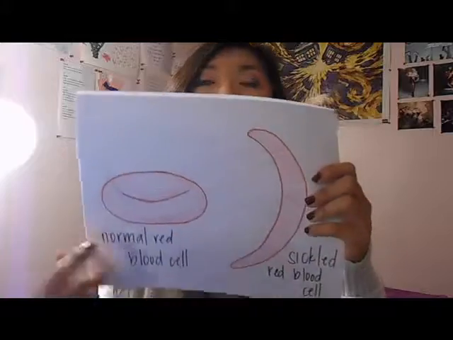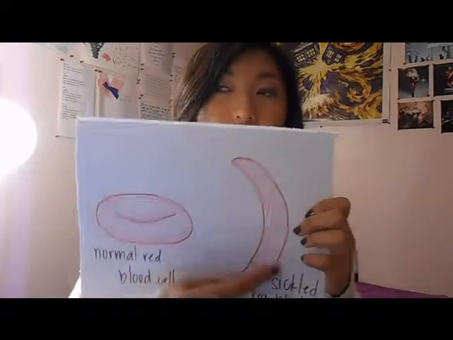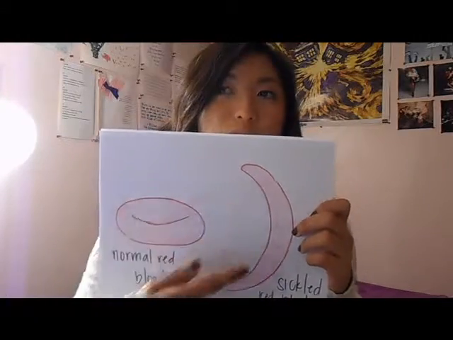Here's a picture of a healthy red blood cell that looks like a donut, and a sickled red blood cell which looks like the moon, kind of, when it's a crescent.